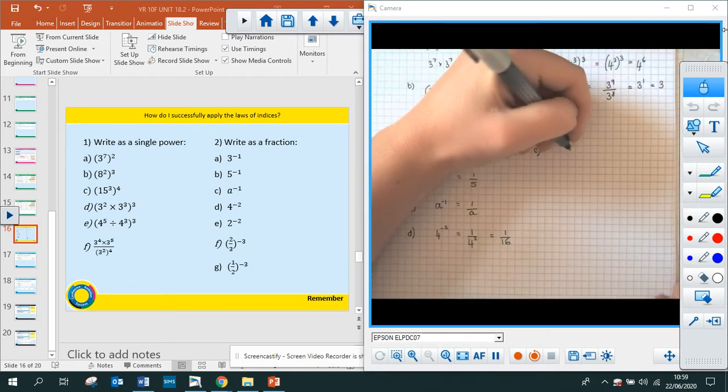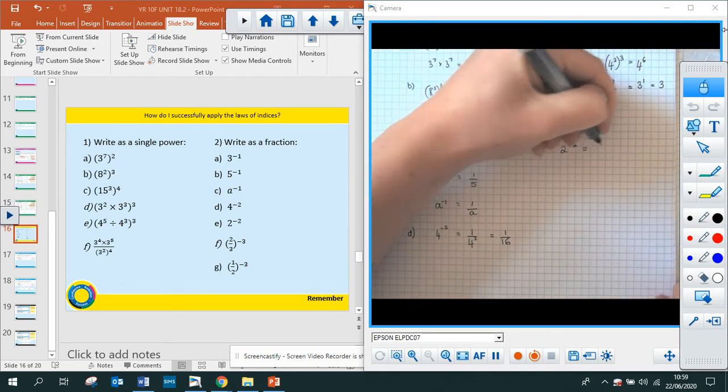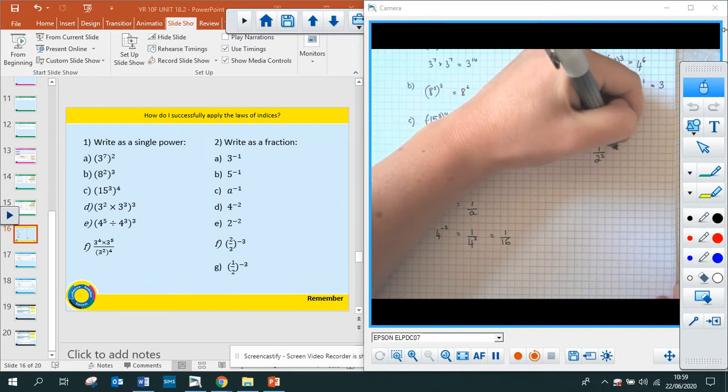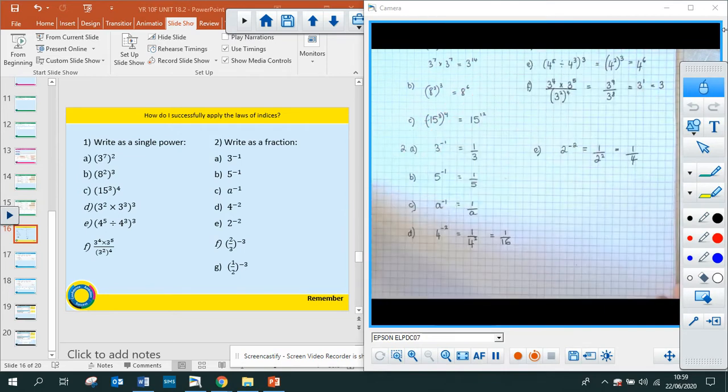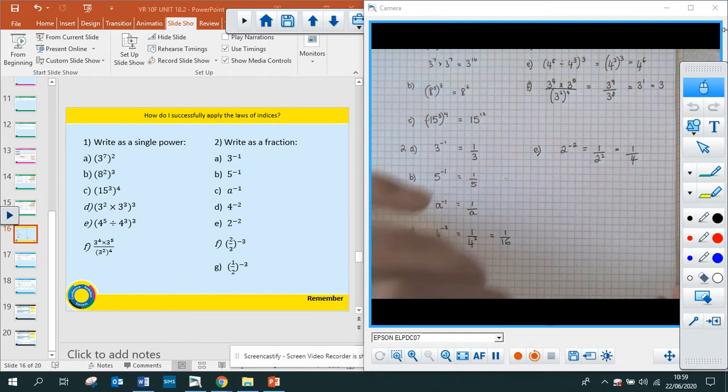Okay, E, we have 2 to the negative 2, so it's the same thing, 1 over 2 squared, and we know 2 squared is 4, so it's 1/4 as our answer.